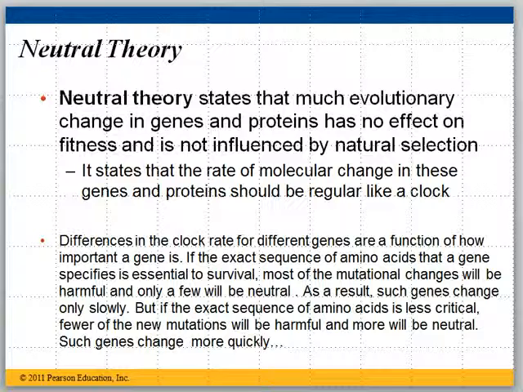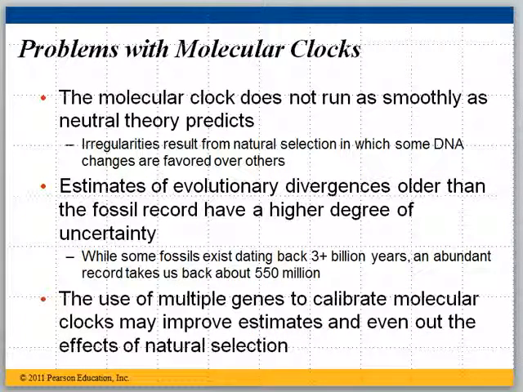And that does seem to be the case, but the problem is in many instances the changes are affected by natural selection. So the problems with molecular clocks include the fact that the molecular clock often doesn't run as smoothly as the neutral theory predicts, because small irregularities can either have a positive or negative effect, and then they are going to be affected by natural selection. Some of those DNA changes are going to be favored more than others, so that would affect basically the run of your clock if it's speeding up or slowing down.